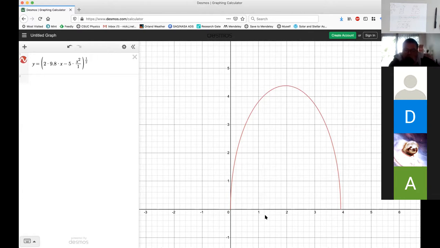So what happens here? Well, I drop the mass and the velocity goes up until it reaches some point, and then it starts slowing down, and eventually it stops, and then it bounces the other way, right? And comes back this way.